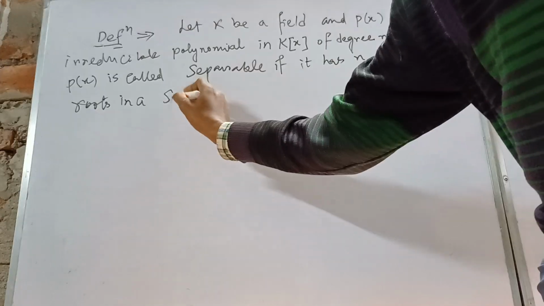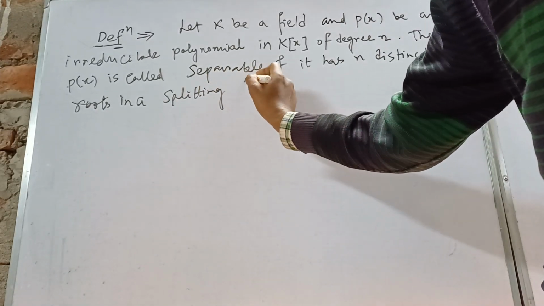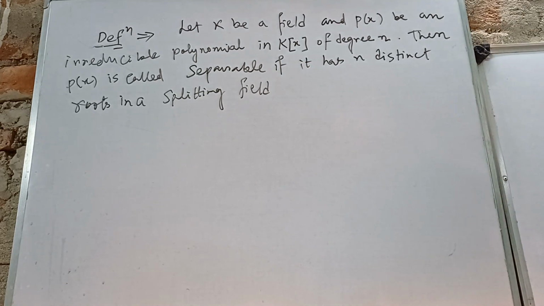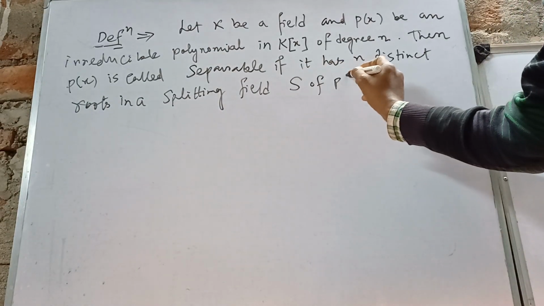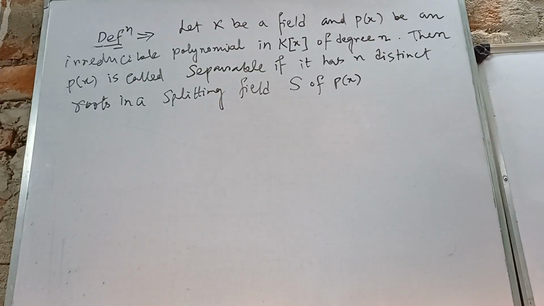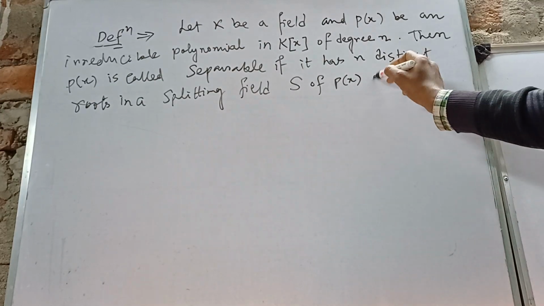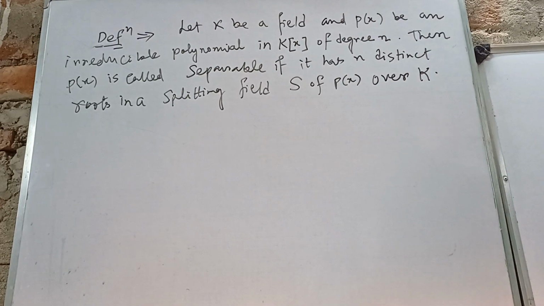Roots in a splitting field of p(x) over K. That means p(x) is separable if it has n distinct roots in a splitting field S of p(x) over K. That means p(x) is irreducible in K[x] and obviously splits, or has n distinct roots, in S. Then this one is separable.